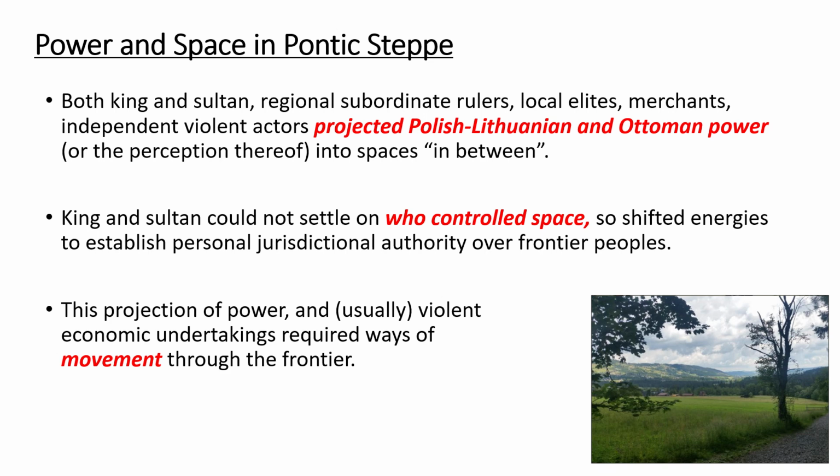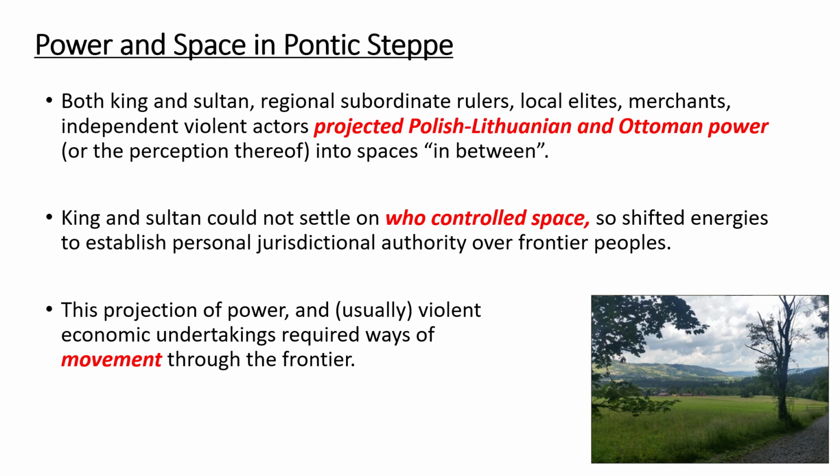The remoteness and inaccessibility of the wild fields posed problems for both the Polish king and Ottoman sultan in projecting their power into this region. As a result, regional and subordinate rulers, local elites, merchants, and independent violent actors became important elements in the projection of power into the spaces in between these polities. We will meet one of these violent actors shortly.